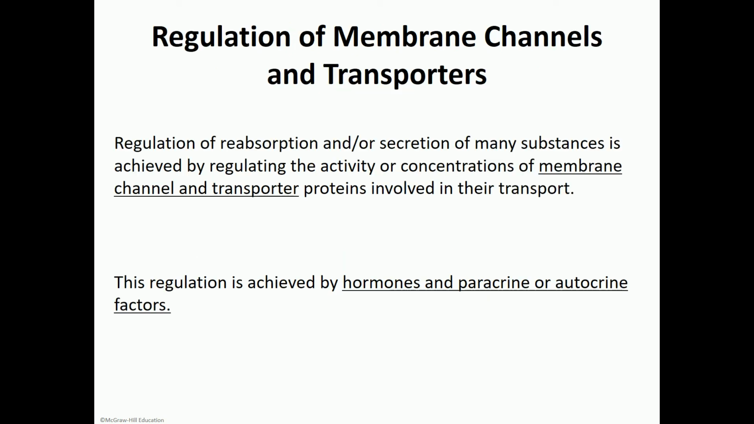Now we've got lots of different channels and lots of different transporters, not just for sodium and glucose, but for everything else that has to pass, whether it be reabsorbed or secreted. And all of these transporters and channels are regulated by hormones. These hormones could be paracrine hormones or even autocrine hormones.